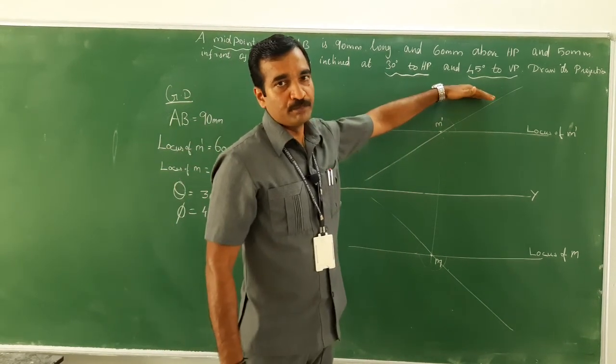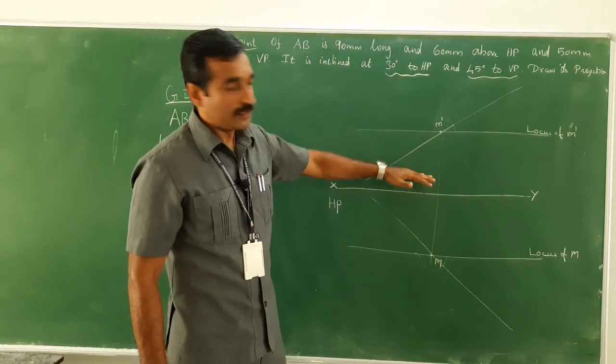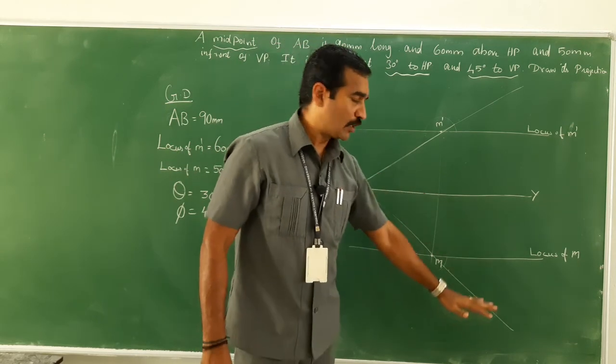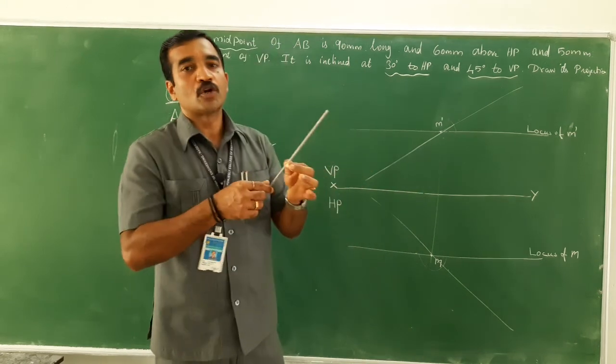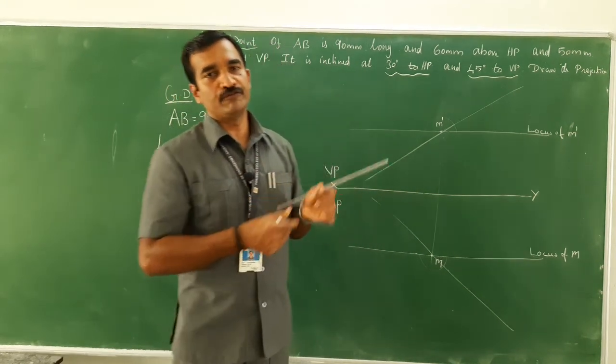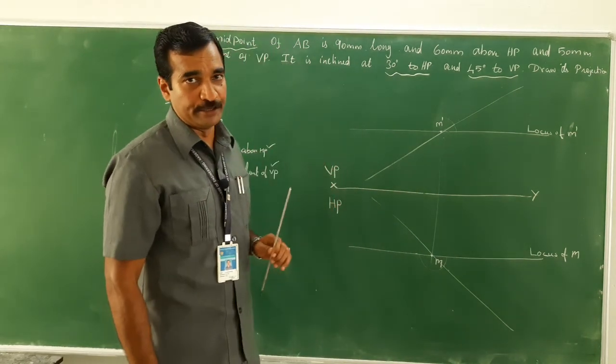Here locus of B dash, locus of A dash. Here locus of A and locus of B. Then only I will be in a position to rotate to get the final top view and final front view, right?